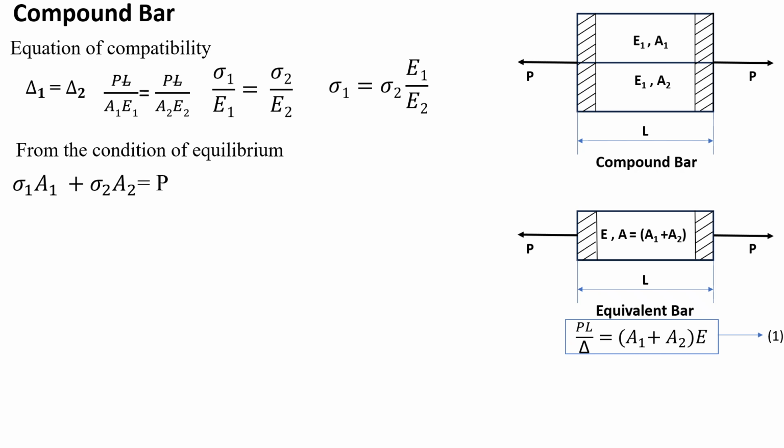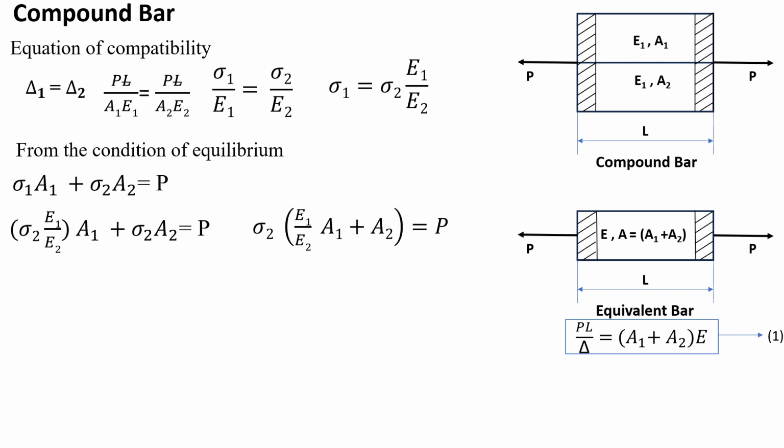We know sigma 1 equals sigma 2 into E1 by E2. Then substitute the sigma 1 value in the condition of equilibrium. The equation becomes sigma 2 into E1 by E2 into A1 plus sigma 2 A2 equals P. Taking sigma 2 common, sigma 2 into (E1 by E2 into A1 plus A2) equals capital P. Then sigma 2 equals P divided by (E1 by E2 into A1 plus A2).